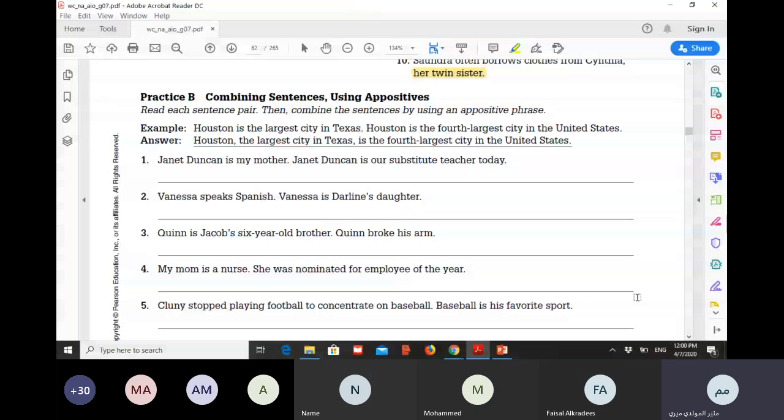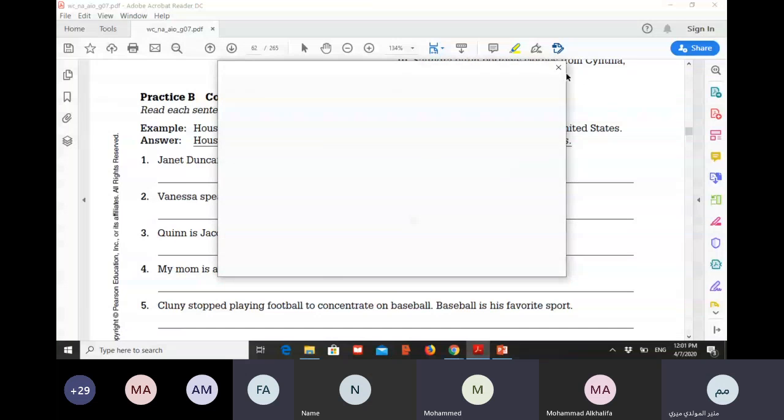Janet Duncan, comma, my mother, comma, is our substitute teacher today. That's right, but I need the other way. We can say: Janet Duncan, comma, our substitute teacher today, comma, is my mother. Okay, so let us write this first.